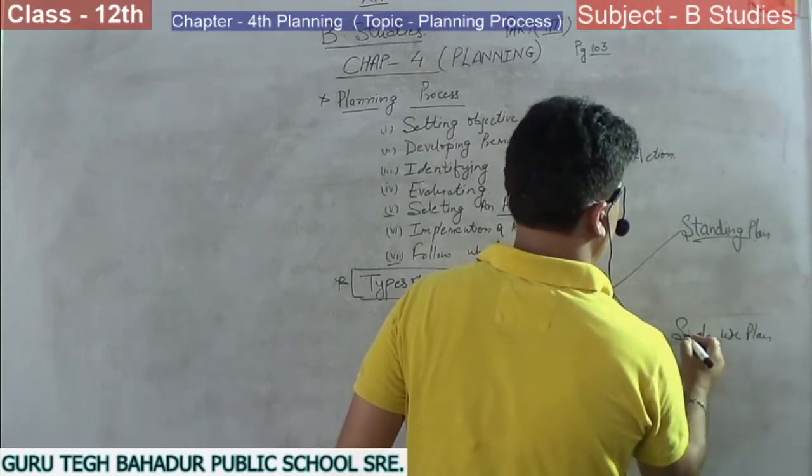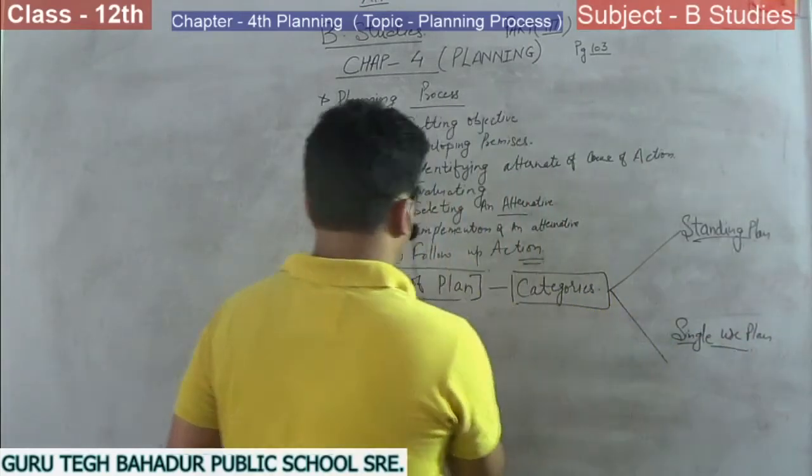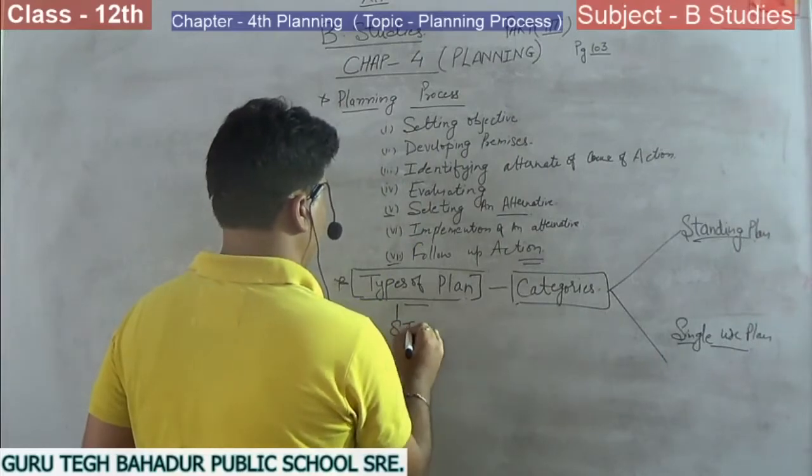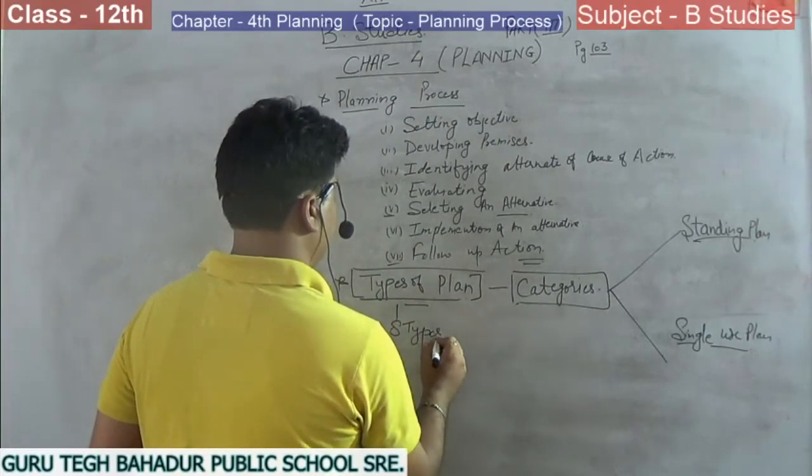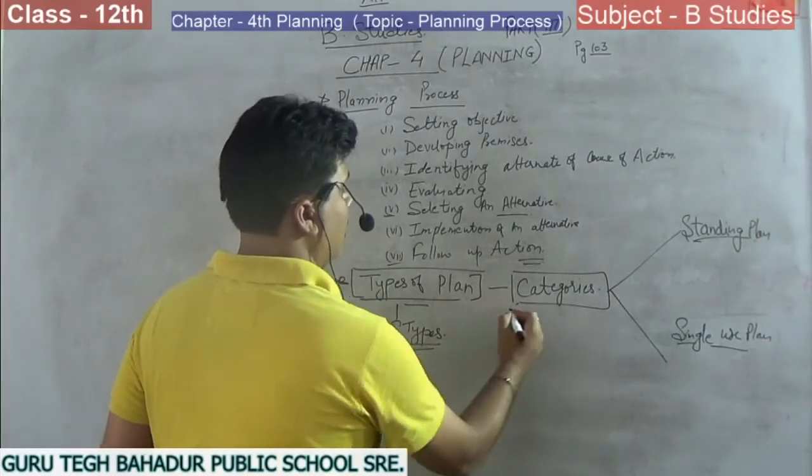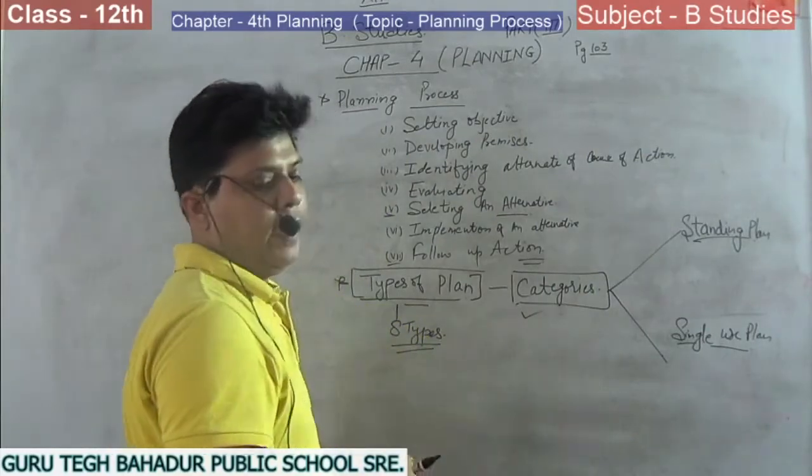First of all, before discussing the types of plan, there are 8 types of plan in our book. First of all, we have to identify its category.